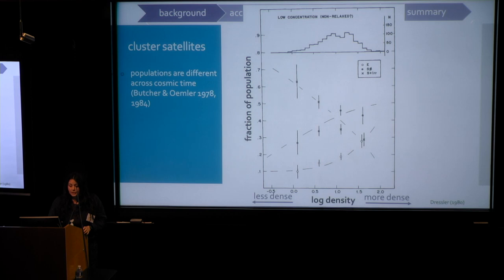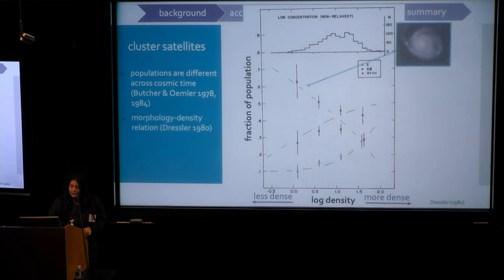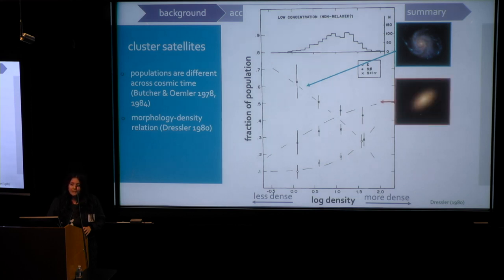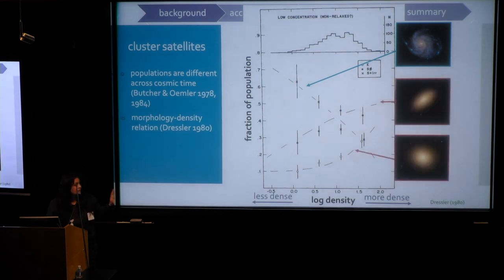There's also this other seminal work by Dressler in 1980. This is the morphology-density relation. So this top line here is showing you blue spiral galaxies. This middle one is S0, and this bottom one is elliptical galaxies. You can see that as the density of the environment increases, the density of the cluster increases, the amount of blue spirals is declining and the amount of S0 and ellipticals is increasing. So we would expect to find blue or star-forming galaxies in the less dense regions or the outskirts around clusters.